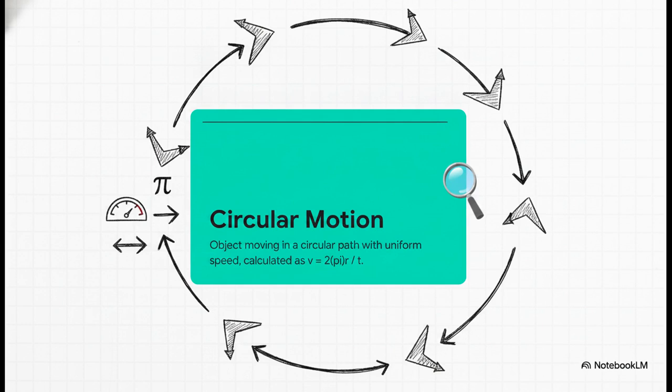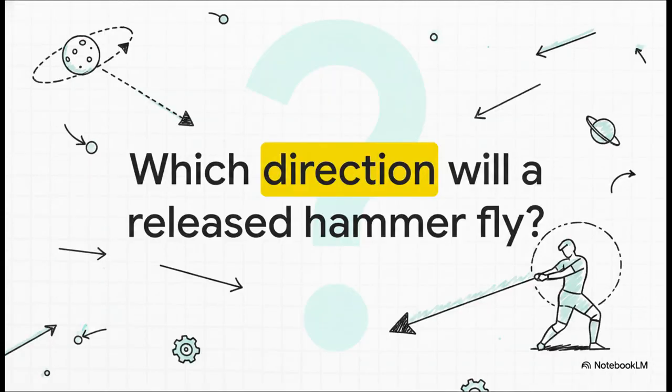Because your direction is changing, your velocity is changing, which means you are accelerating, even if your speedometer stays exactly the same. We calculate this velocity as 2 times pi times the radius divided by time. I want you to think about this surprising fact of circular motion as you continue exploring physics.